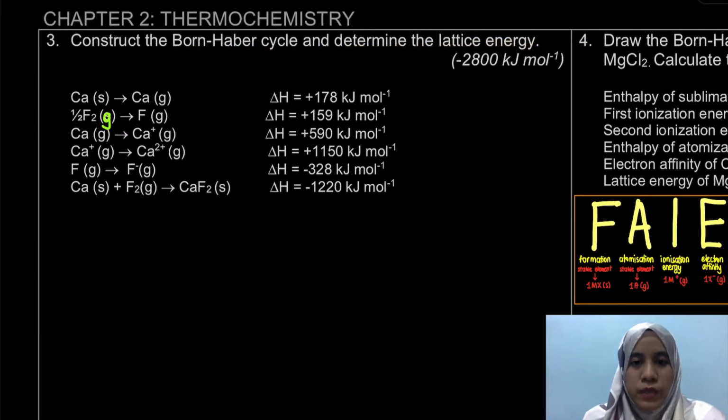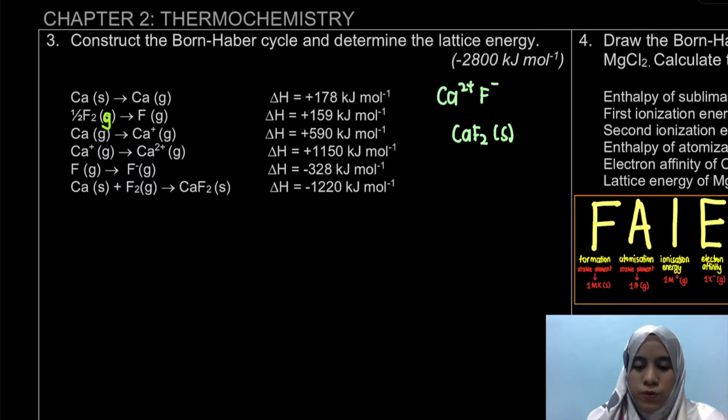So what is the compound that we are interested in? It is actually CaF2 solid. Why CaF2? Because calcium is 2 plus and fluorine is minus. So what will be the product? The product will be CaF2. So this is the product itself.